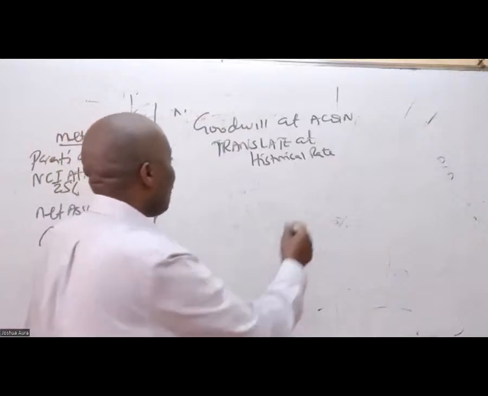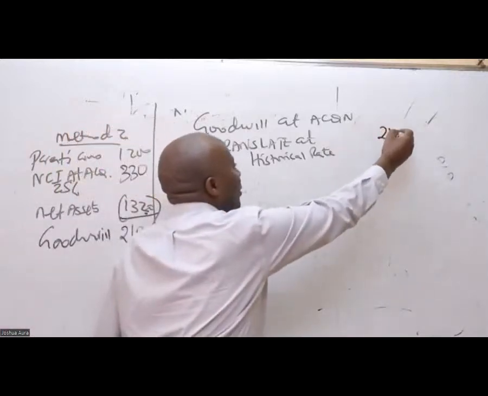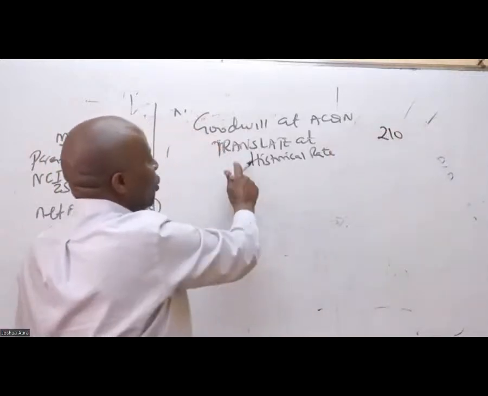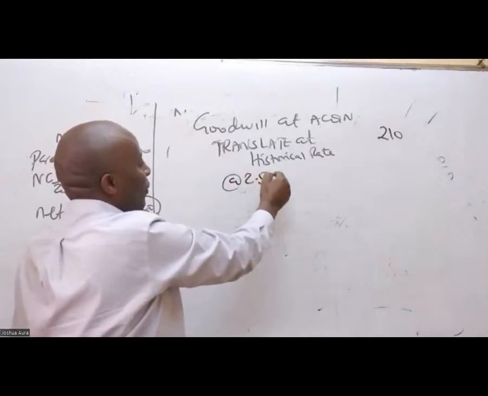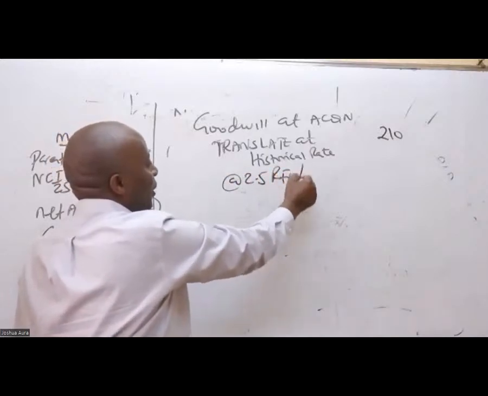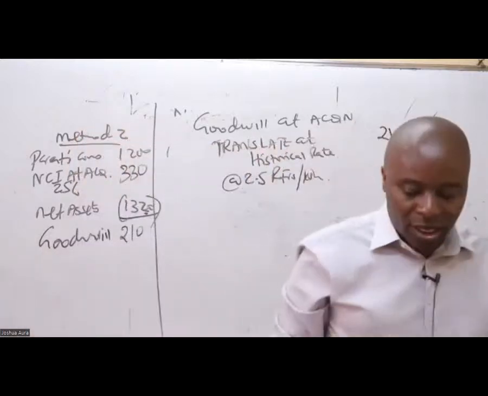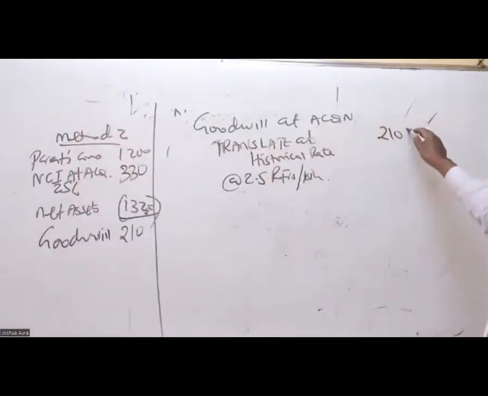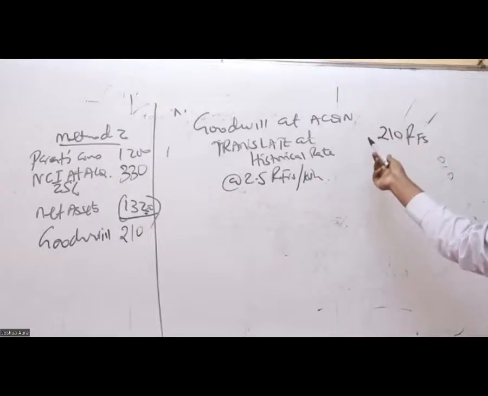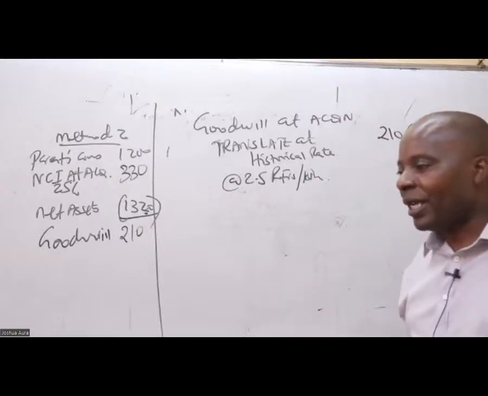So remember, you guys gave me a figure of 210. So translate this at 2.5, at 2.5 Rwandese francs per Kenya shilling. So remember, these are also Rwandese francs. Now tell me, to convert Rwandese francs, do I divide or do I multiply? Yes, I divide. Thank you very much, Valentine.